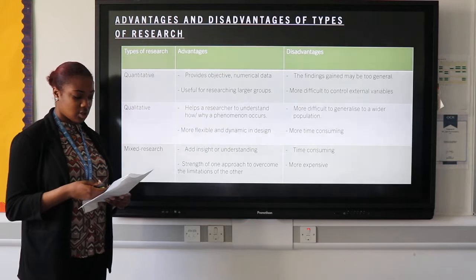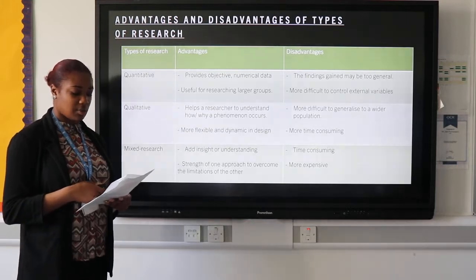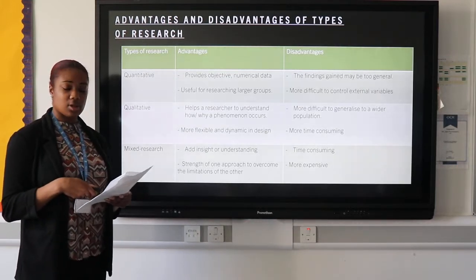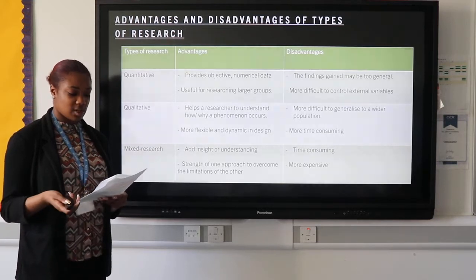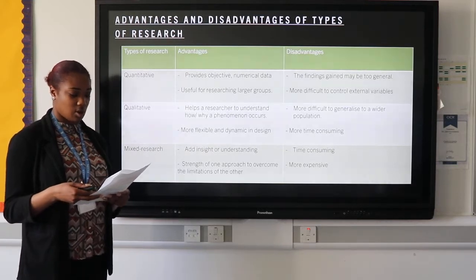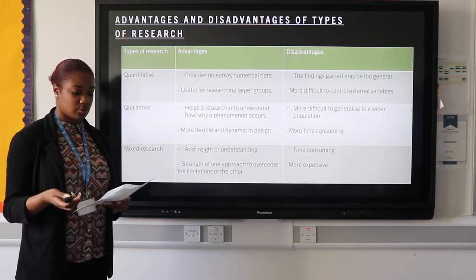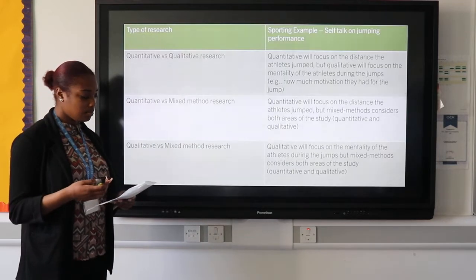For my research, I chose quantitative data because we were measuring the effects on the distance covered when a sports drink was consumed.